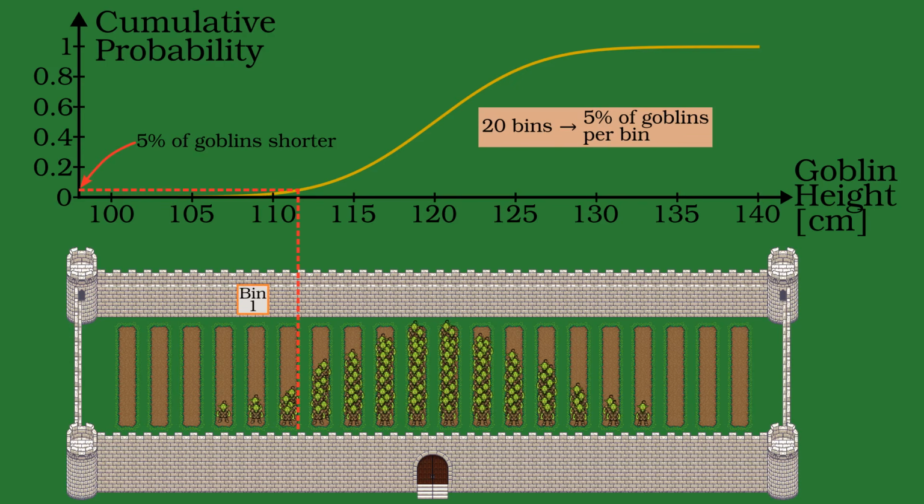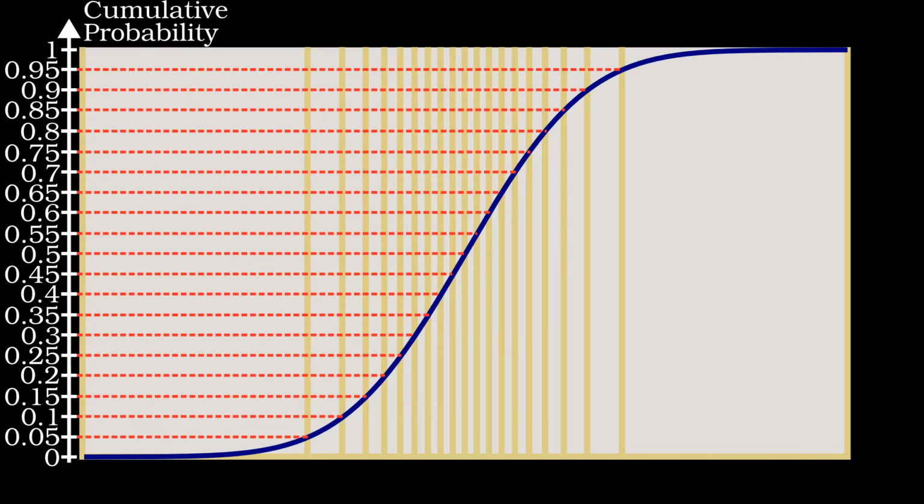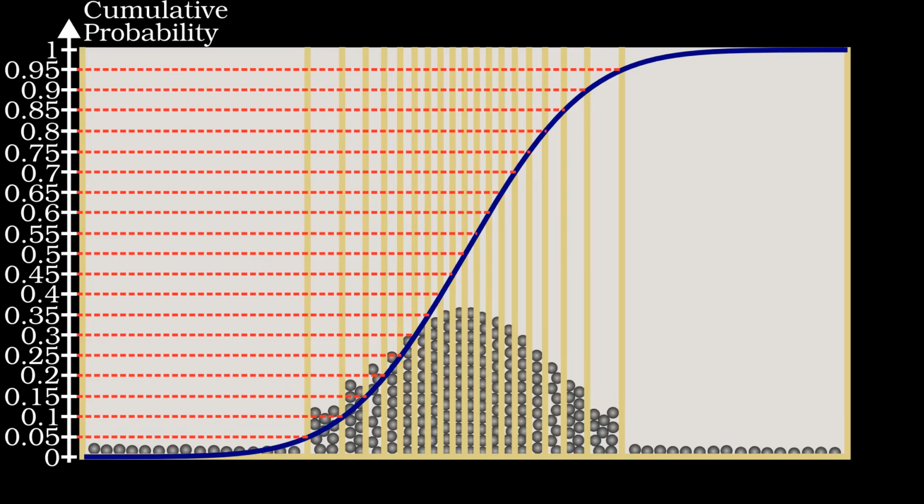That sets the upper edge of the first bin. There's another height at or below which 10% of the goblins are. From that height down to the top of the first bin is another 5%, and so on and so forth. So effectively, we can go up the y-axis in steps of 0.05, then go across to the curve and down to the corresponding height on the x-axis. This gives the upper edge of one bin and the lower edge of the next bin.